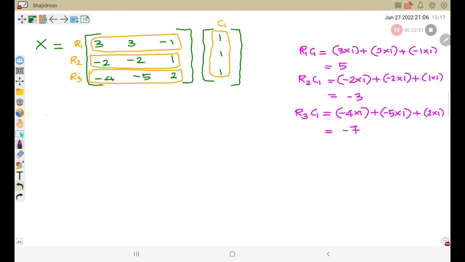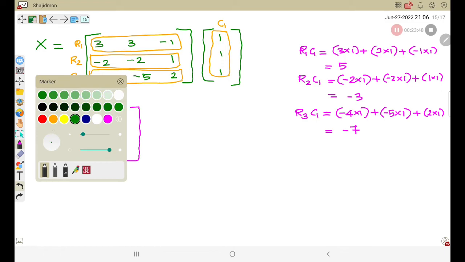Correct? So we can write the answer here. Capital X means X, Y and Z equal matrix. Multiply matrix, what numbers we got? 5, minus 3 and minus 7. Now we can write the solution.